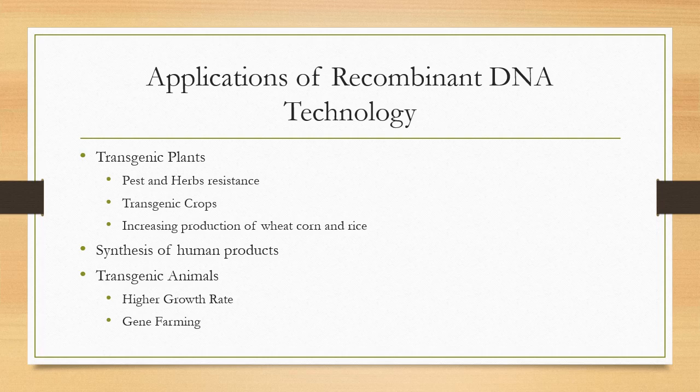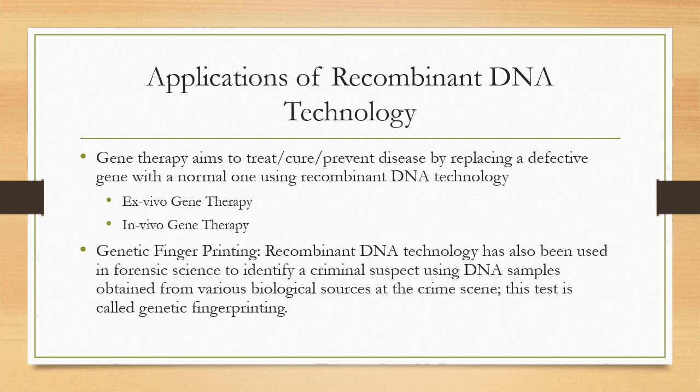And the other most important application of recombinant DNA technology is gene therapy. Gene therapy, the insertion of genetic material into human cells for the treatment of a disorder, is called gene therapy. Gene therapy is used to prevent, treat, or cure disease by replacing a defective gene with a normal one using recombinant DNA technology. There are two methods used for gene therapy. One is ex vivo gene therapy and the other is in vivo gene therapy.